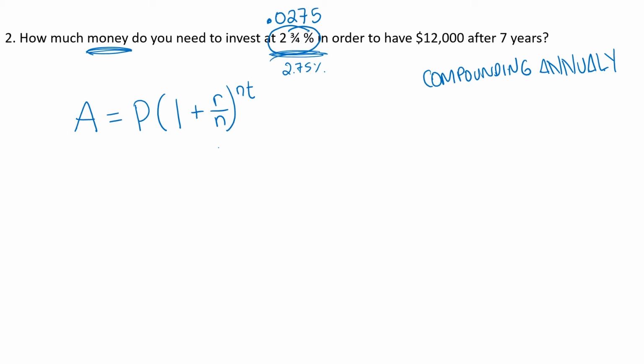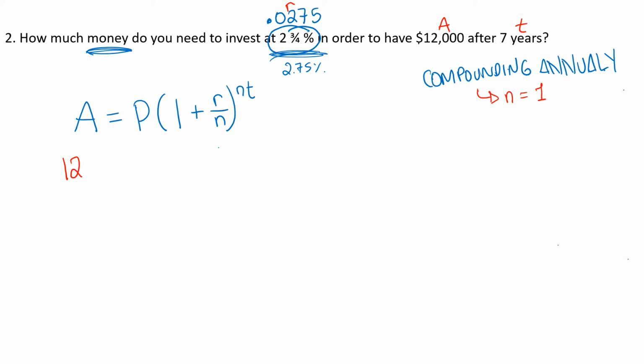If you are thinking that's the r, you are correct. Now we want to have $12,000. That's going to be the total amount in the account. If you are thinking that is the A, you are correct. 7 years is going to be your t. And then compounding annually, that's what we're assuming it's doing, which means your n equals 1. So now just go through your equation and fill stuff in.